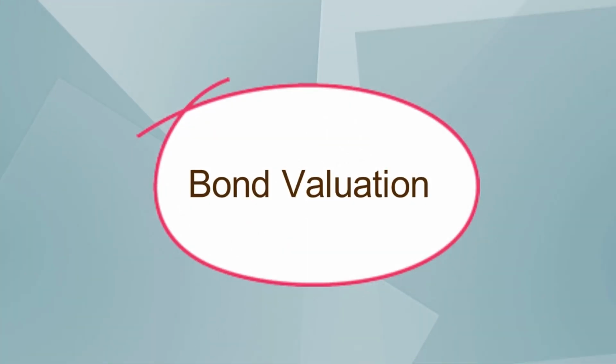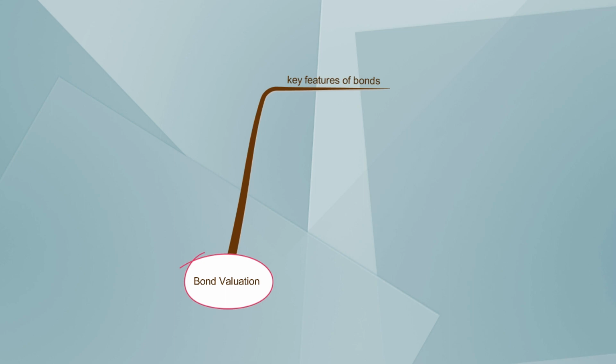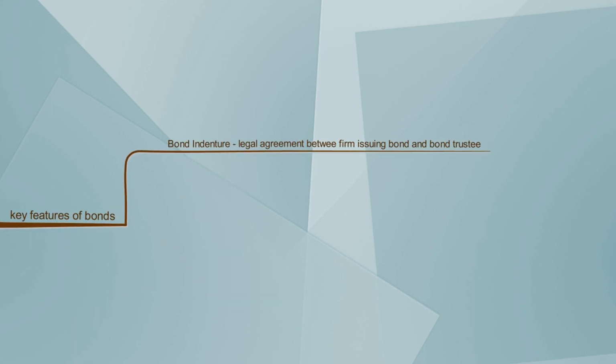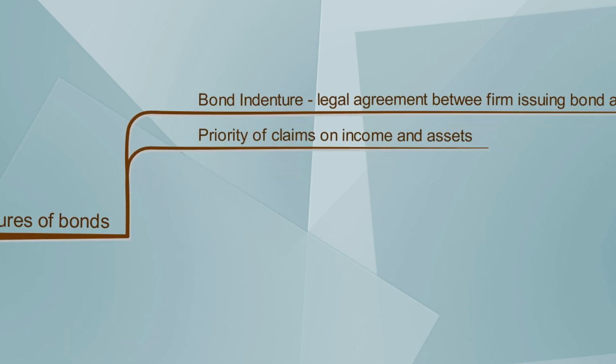Let's look at some key features of the bond. Using the example we reviewed, the bond indenture is a legal agreement between the firm issuing the bond and the bond trustee. We then discussed how to structure the coupon rate depending on income and assets. Most importantly, the face value, which is the principal that needs to be repaid at maturity.